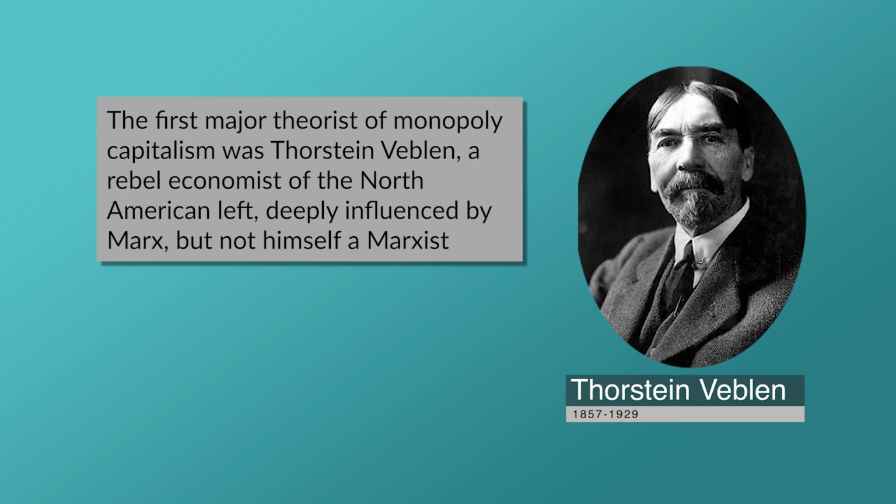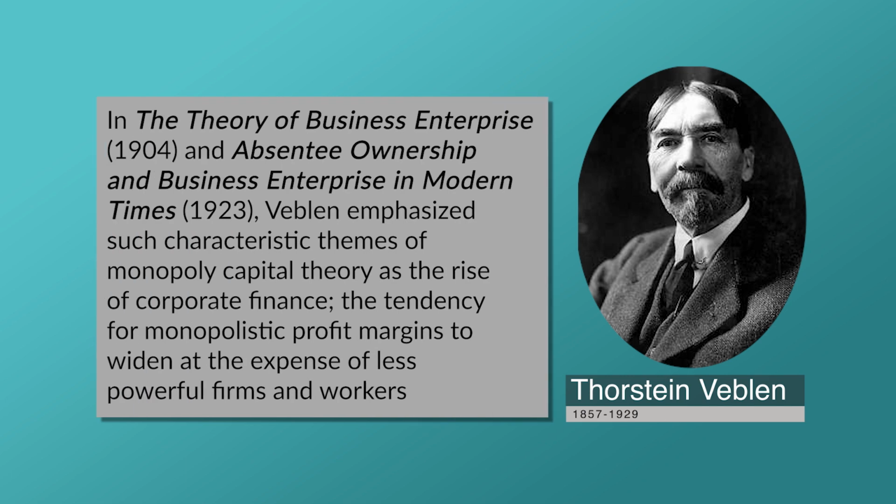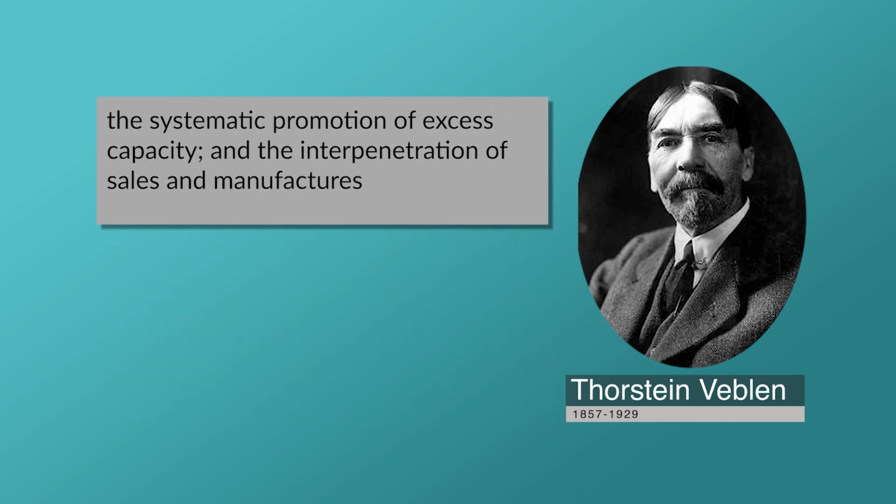Now, the first major theorist of monopoly capitalism was Thorstein Veblen, who was a rebel economist of the North American left, deeply influenced by Marx, but he himself was not a Marxist. In his famous work, The Theory of Business Enterprise and Absentee Ownership and Business Enterprise in Modern Times, published in 1923, Veblen emphasized such characteristic themes of monopoly capital theory as the rise of corporate finance, the tendency of monopolistic profit margins to widen at the expense of less powerful firms and workers, the systematic promotion of excess capacity, and the interpenetration of sales and manufacture. These, according to Veblen, were the characteristic features of monopoly capitalism.